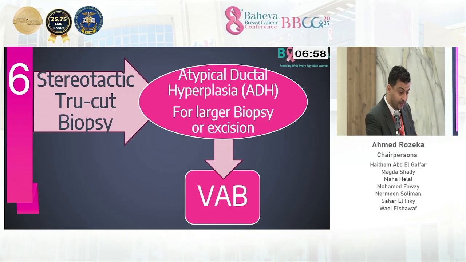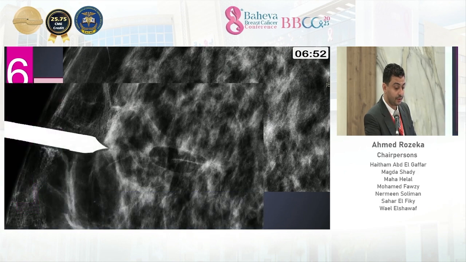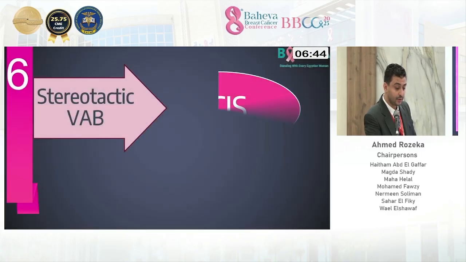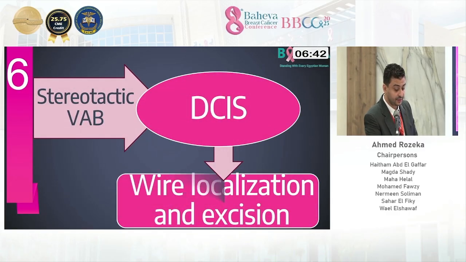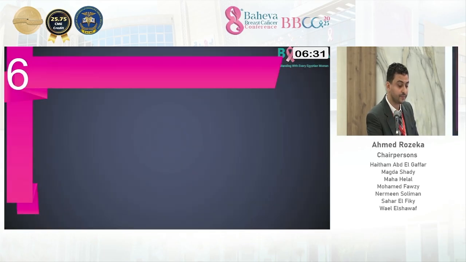Obviously, ADH is something that we have to take seriously, and we underwent VAP. And this is the VAP that we did. As you can see, the area, the very characteristic vacuum that happens from the VAP. And this is the sample. And it turned out to be DCIS. We did wire localization and excision of the area. And it turned out to be duct carcinoma in situ, cribriform solid, and micropapillary type.